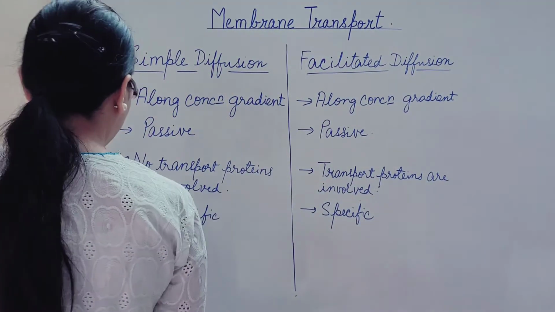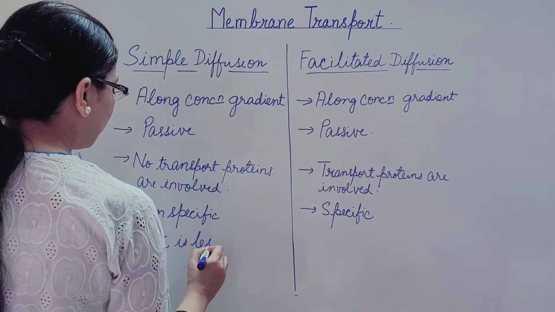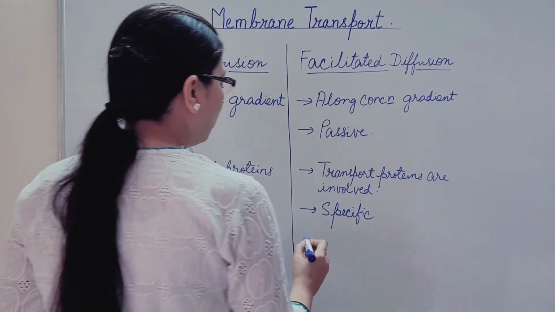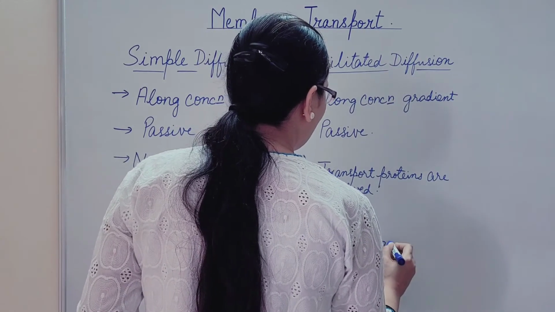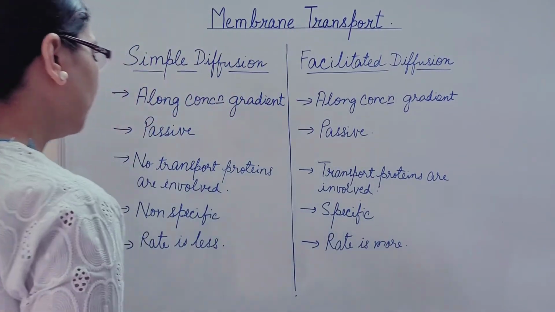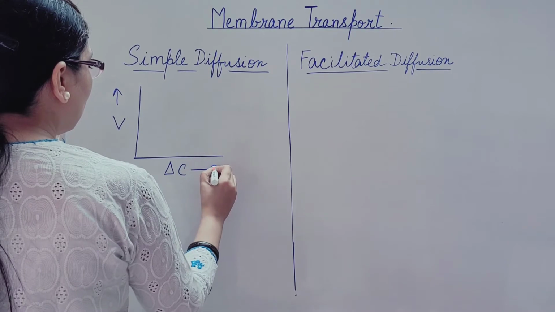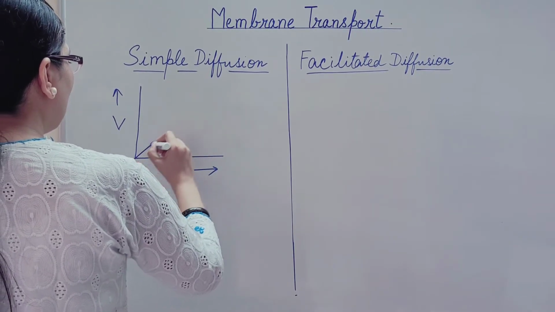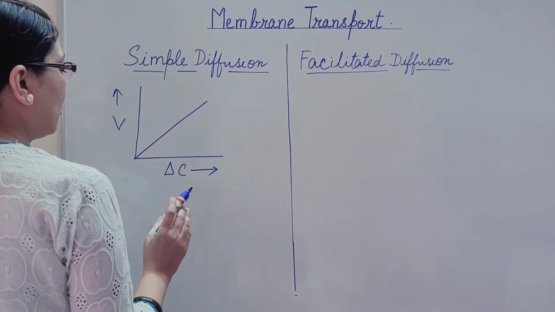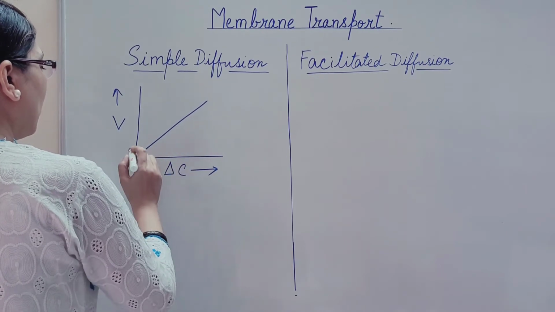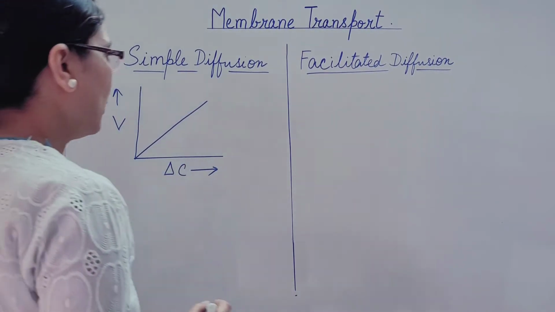the plasma membrane. Rate of simple diffusion is less. In facilitated diffusion, rate is more compared to simple diffusion. When we plot a graph between the rate of the transport and concentration difference across the membrane, in simple diffusion we get a straight line. This indicates that as the concentration of the solute increases, concentration difference increases, and this increase in the concentration difference increases the rate of the simple diffusion.